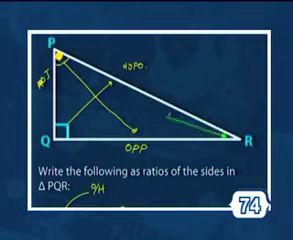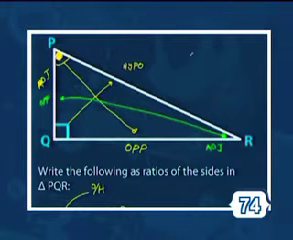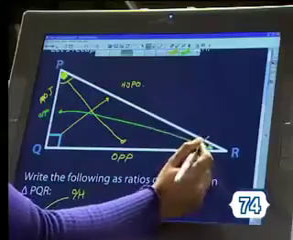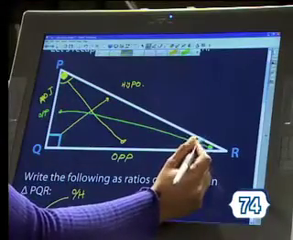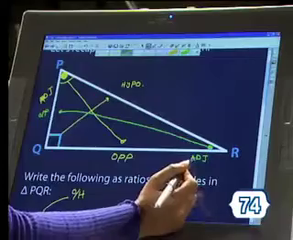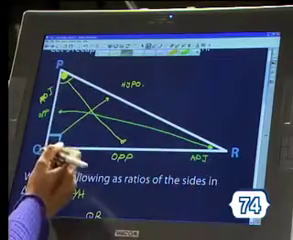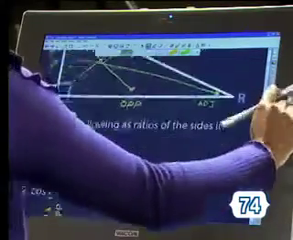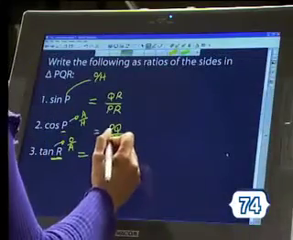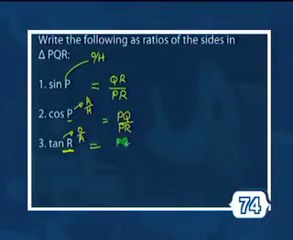The side opposite angle R would be the opposite side. And the side adjacent to angle R is side QR. And as you can see, your hypotenuse is still the hypotenuse. We are looking for tan of angle R, so tan will be the ratio opposite over adjacent, so therefore it would be PQ over QR. So tan of angle R is PQ over QR.